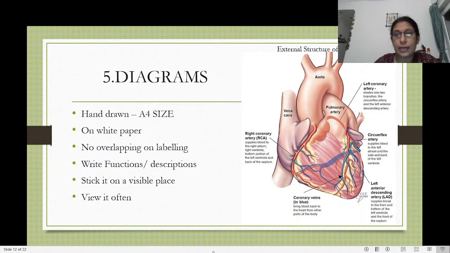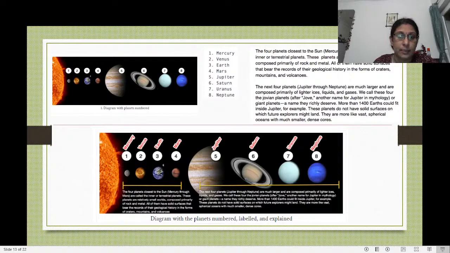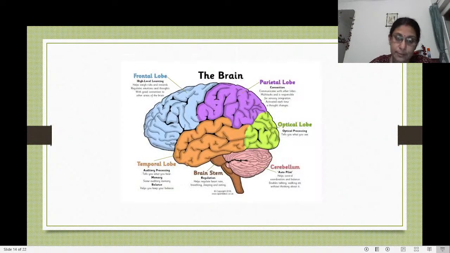I have shown one diagram of the external portion of the heart here. Though this example is not from biology, you can very clearly see that if the planets are labeled with the meaning of the labels and the content next to them, versus just the names of the planets along with the picture, the one with the content written together is easier to see, easier to understand and remember, right? This is exactly what I'm trying to explain and asking you to practice.